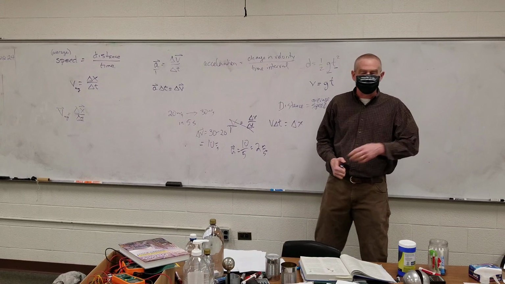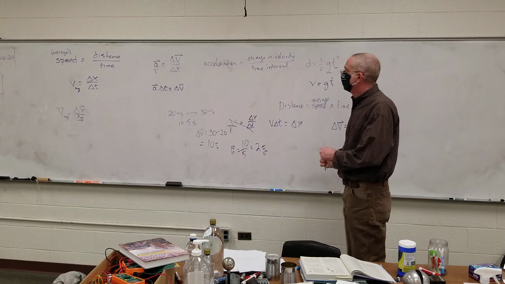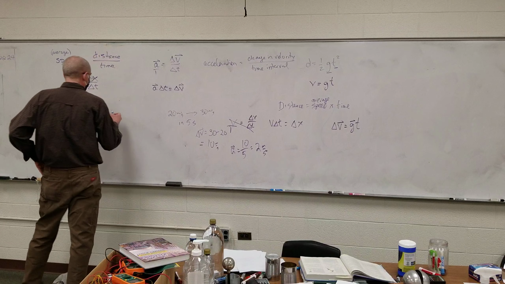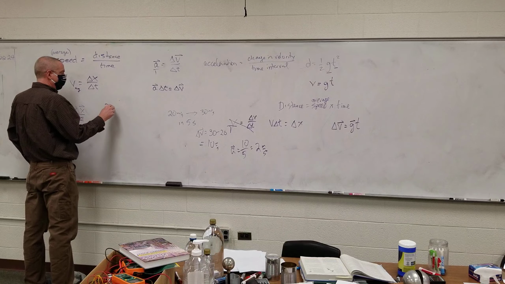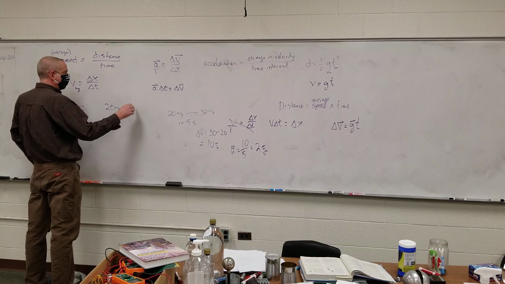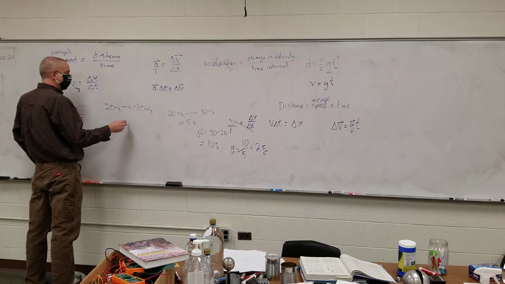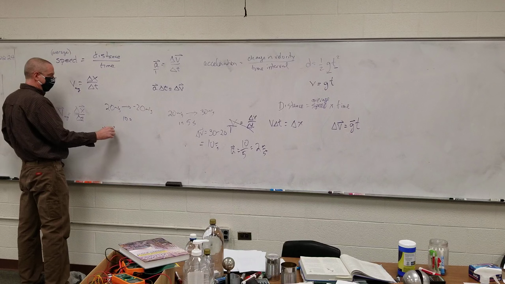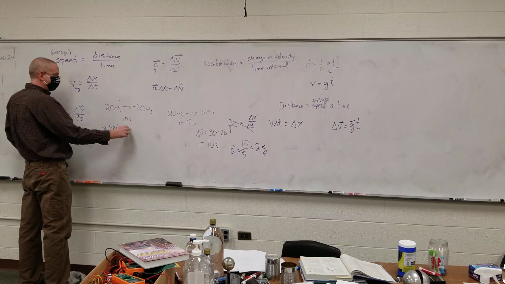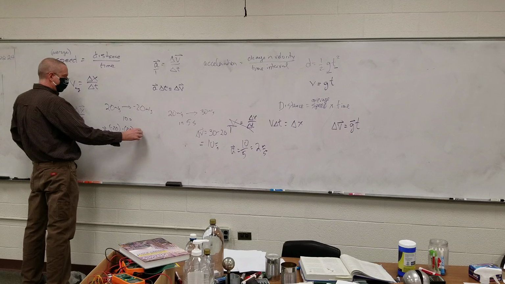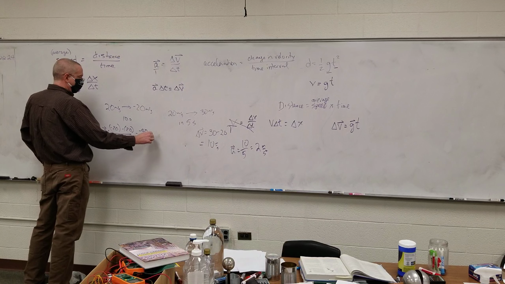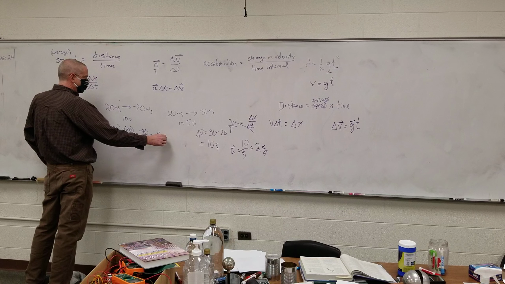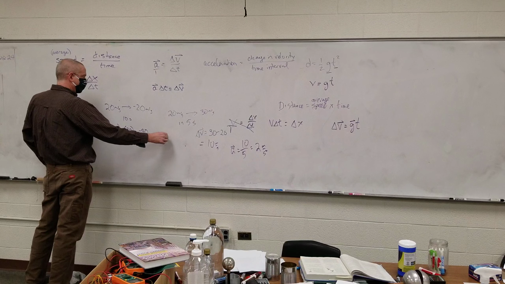Here's an example where it's not the same answer. I go from 20 meters per second to negative 20 meters per second in 10 seconds. My vector acceleration is my change in velocity, so that's negative 20 minus 20 divided by the time. So that's negative 40 over 10, or negative 4 meters per second squared.